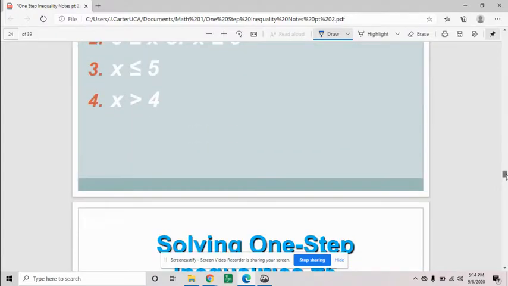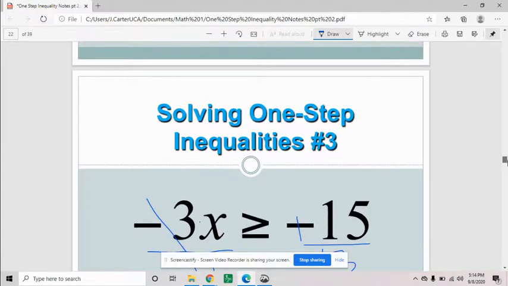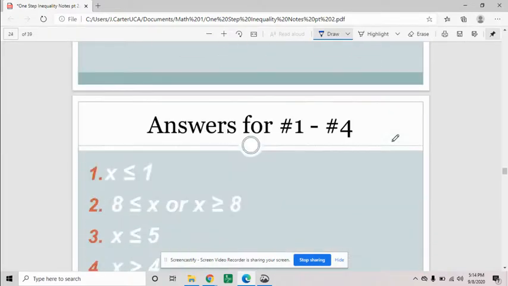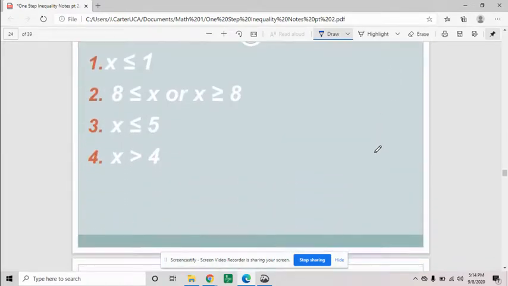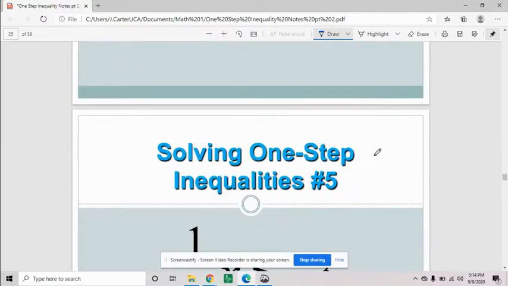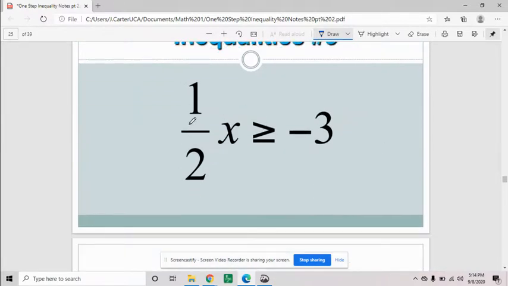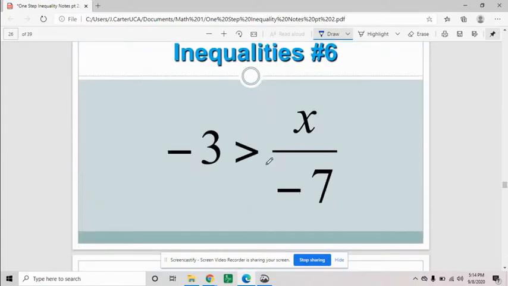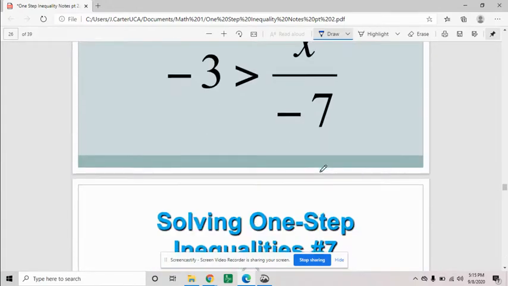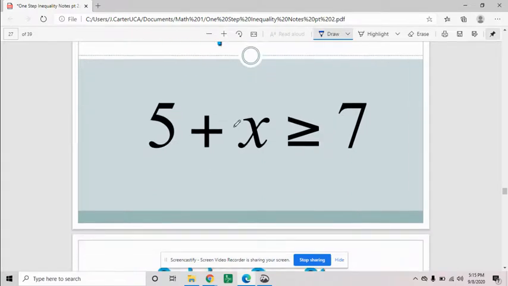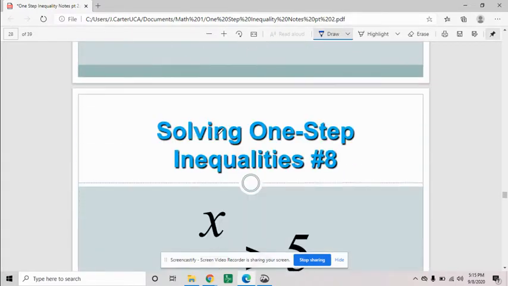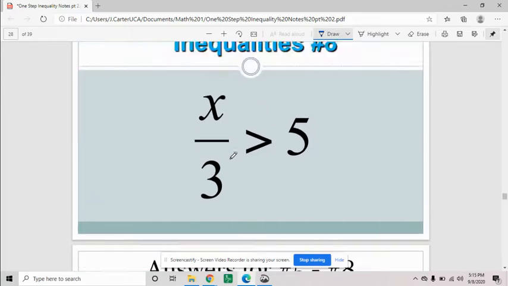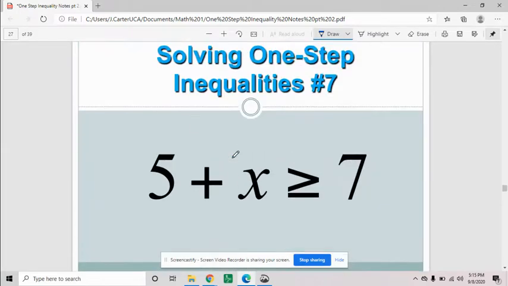And there's the answers that we got. Oh, I'm scrolling too fast. All right, so your homework, so to speak, is going to be these problems. So we have division happening here, which means you'll have to multiply. Division here, which means you'll have to multiply. Addition, which means you'll subtract. Division, which means you'll multiply. And the answers are below. So those 4 I've written on a piece of paper for you.